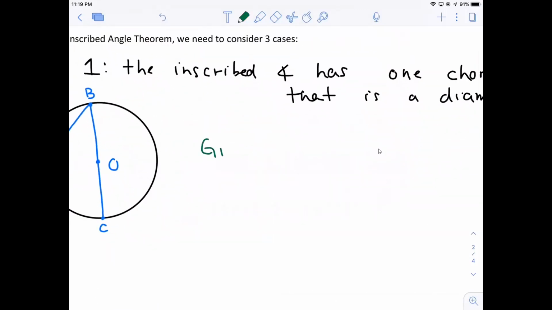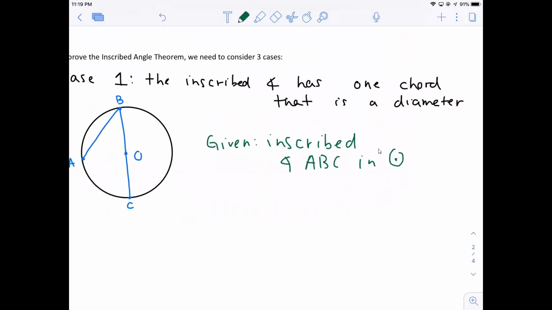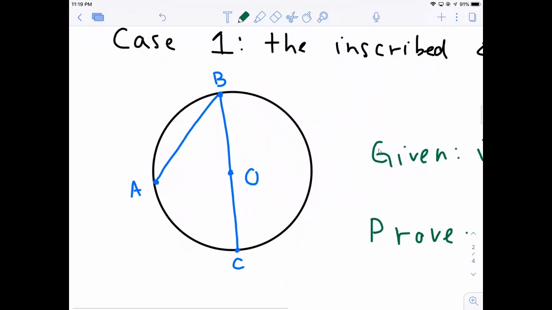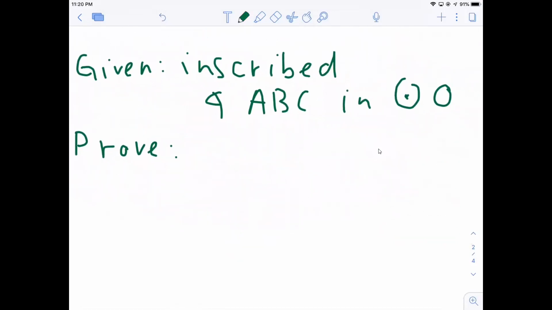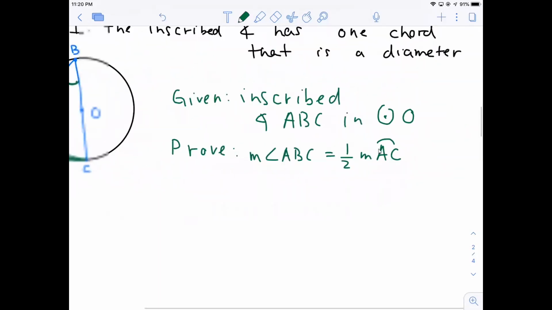So let's think about what our given is going to be. Let's say given inscribed angle ABC in circle O. We're trying to prove that this measurement here is half the measure of that arc. So we're trying to prove the measurement of angle ABC is equal to half the measure of, what was that arc? Of arc AC. Cool?